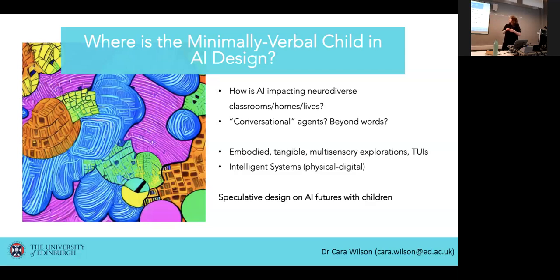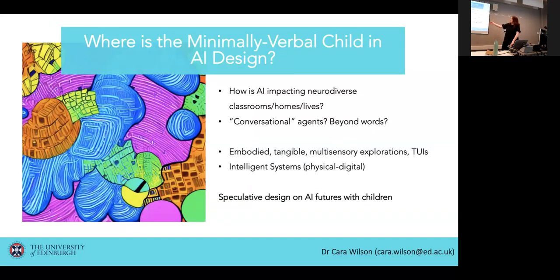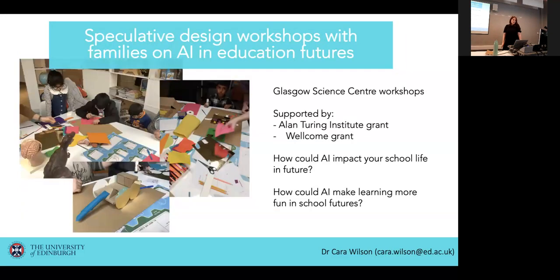So going forward, looking at these embodied, tangible, multisensory explorations of how that might look instead of, or as well as, and thinking about how intelligent systems might be a bit more physical, digital, multimodal. One nice way to do this is to do some speculative design with kids on AI futures. I've been doing a little bit of work at the Glasgow Science Centre with families about speculative design on AI education futures, which is all just happening at the minute.